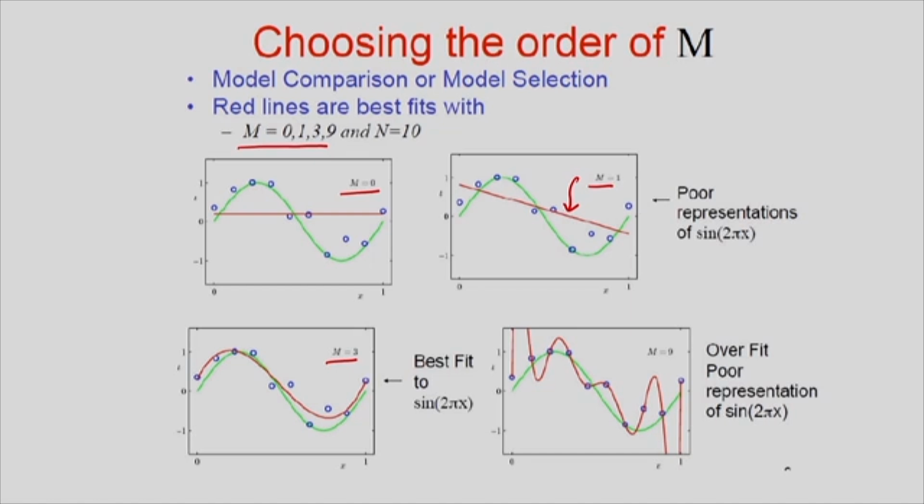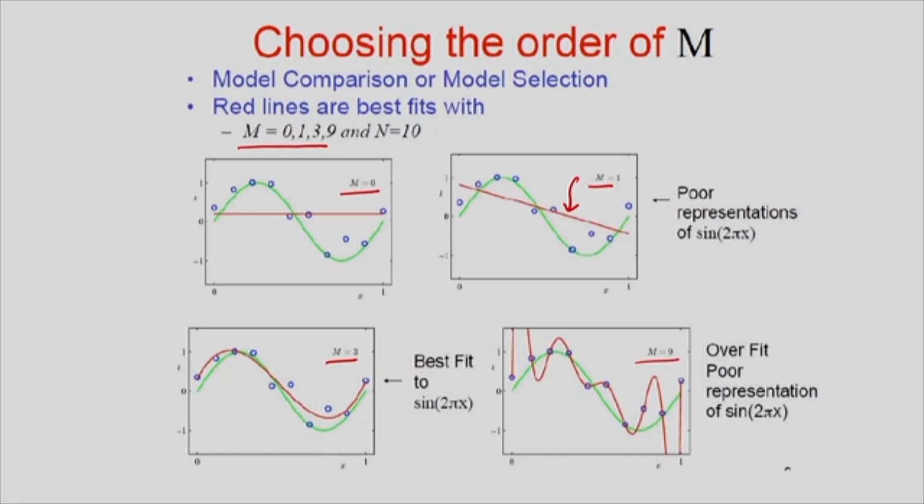So, that is why I can say it is a best fit corresponding to the input function. The function is sin 2πx. Suppose in the fourth case I am considering m equal to 9, that is the more complex model we are considering. If I consider the more complex model, then you can see overfitting take place. That is nothing but the poor representation of sin 2πx.